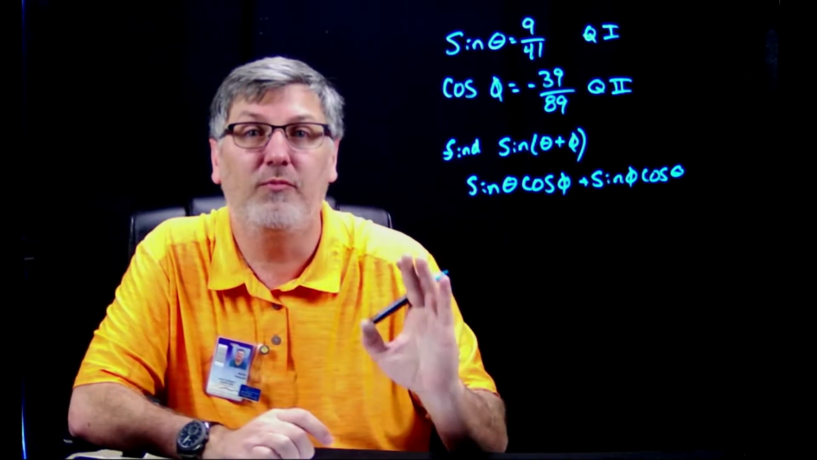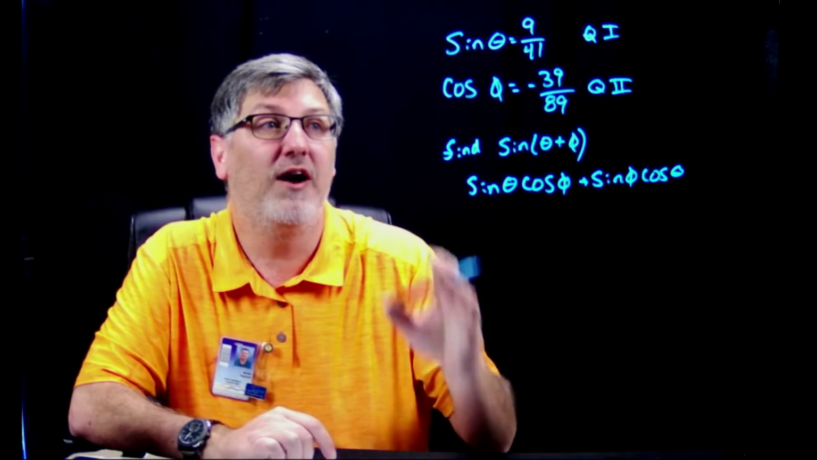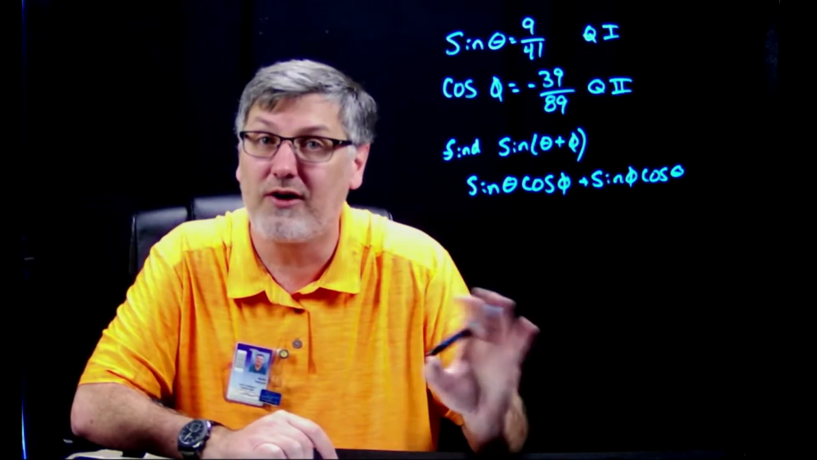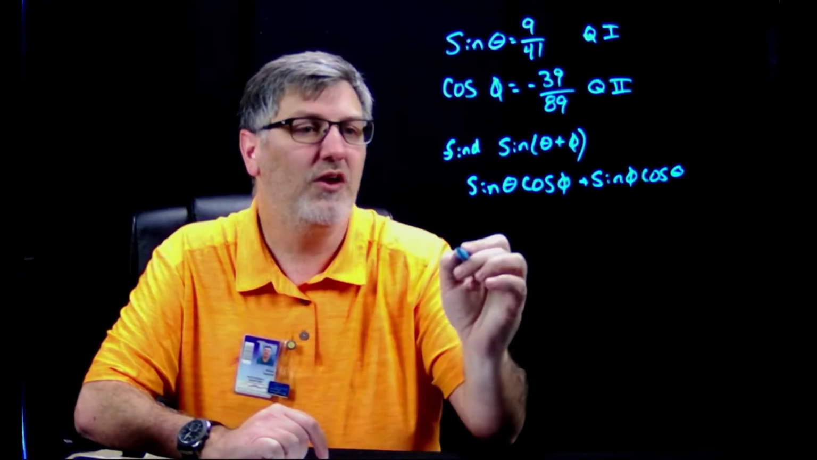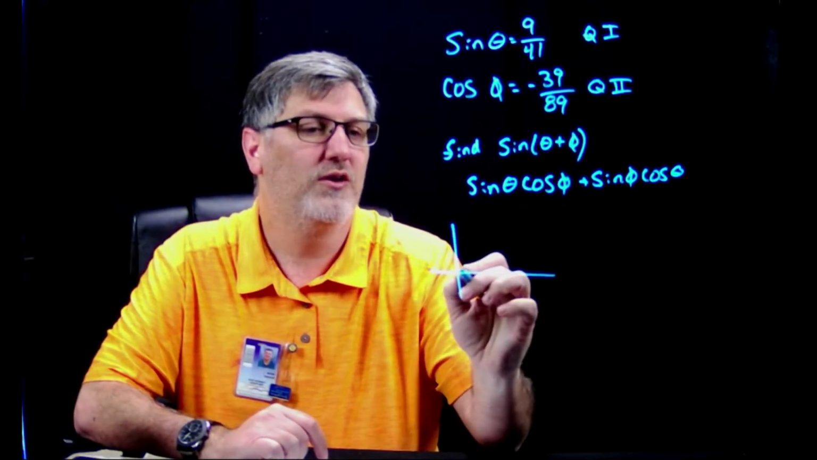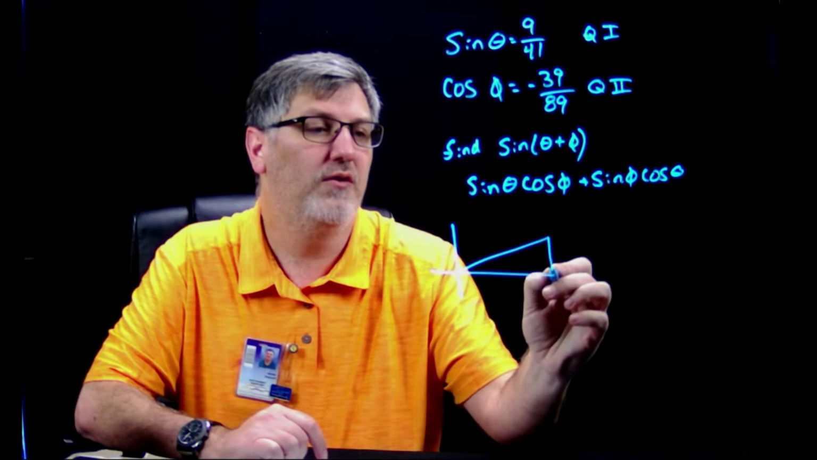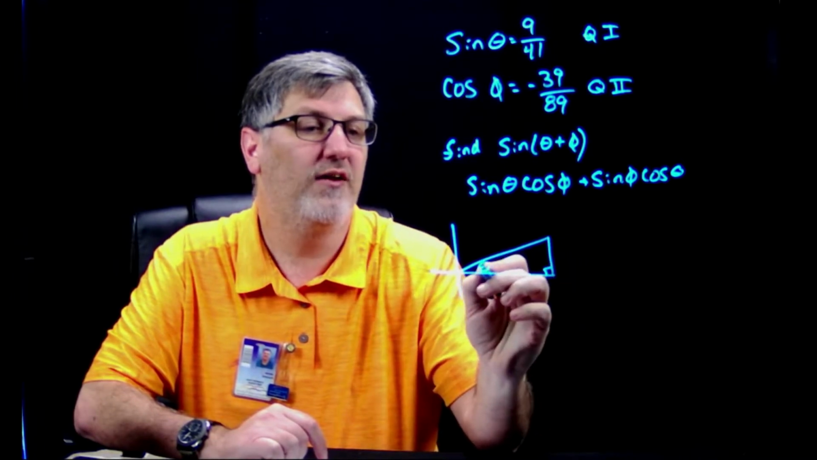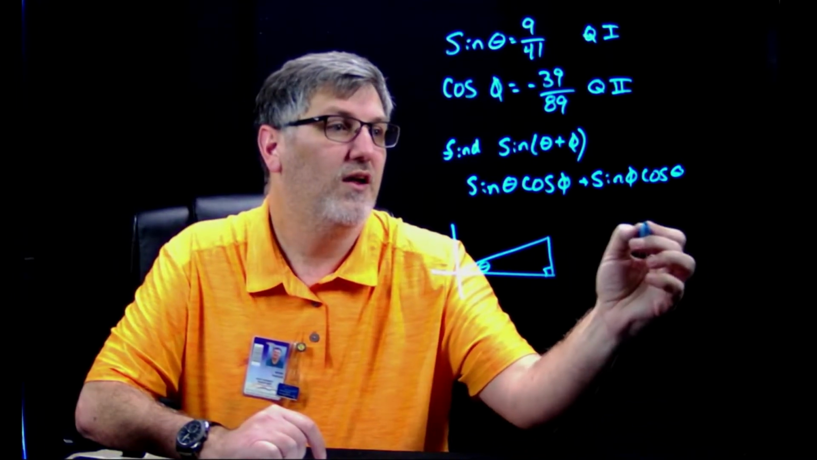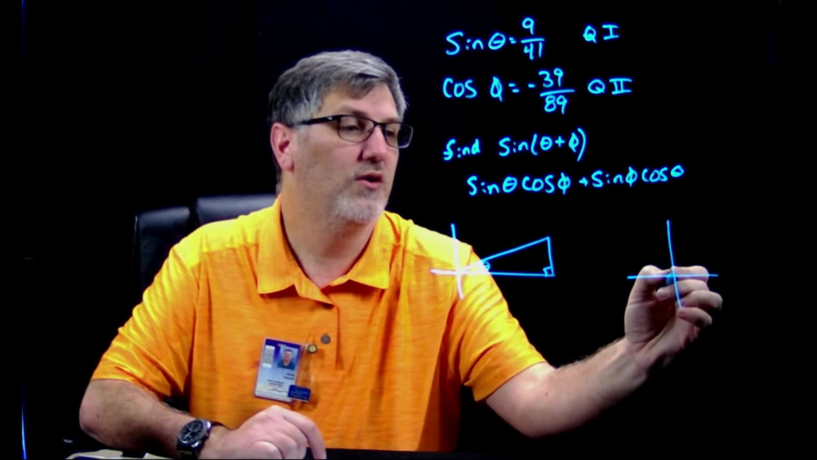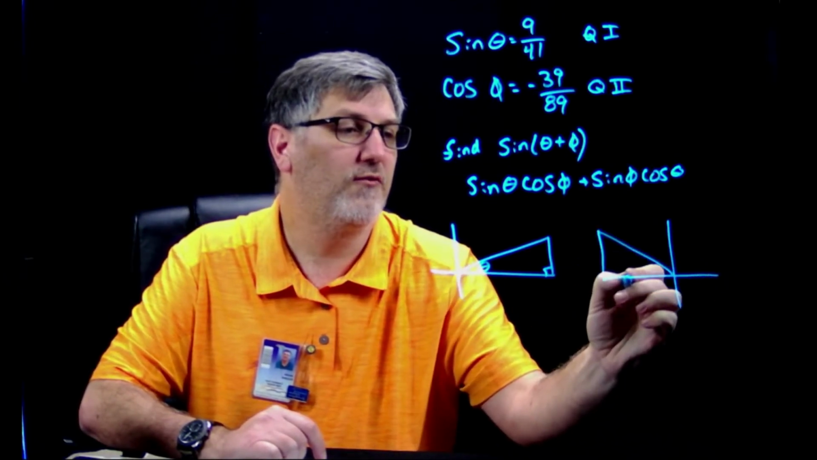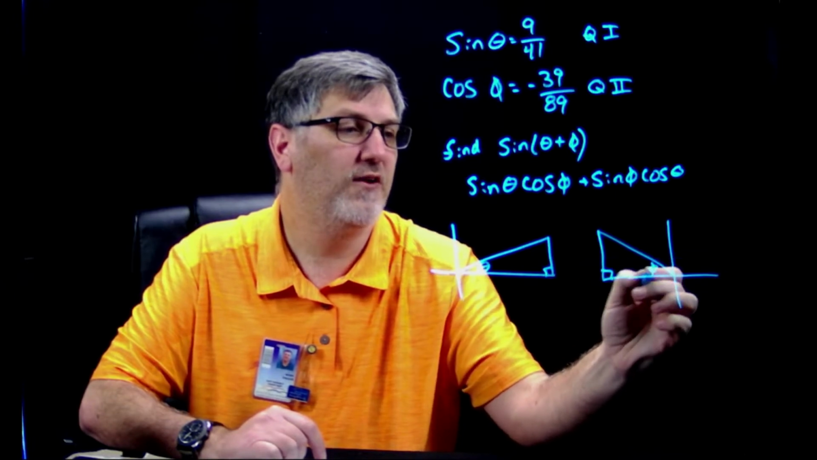And the way I'm going to do that is by drawing a reference triangle. Now keep in mind, if you give me a decimal on this, you're not going to get credit. I want an exact answer. So what I'm going to do is draw two different triangles. So here's quadrant 1, so here is my theta. And then here's another one, and it says quadrant 2. So here's my reference triangle, and this is my phi.